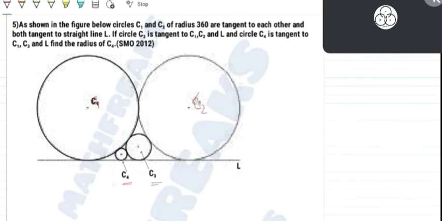Okay. So we need to go for some assumptions, right? So let me consider the radius of C3 as R and the radius of C4 as small r, right? Now we can simply apply Pythagoras theorem. How and where?